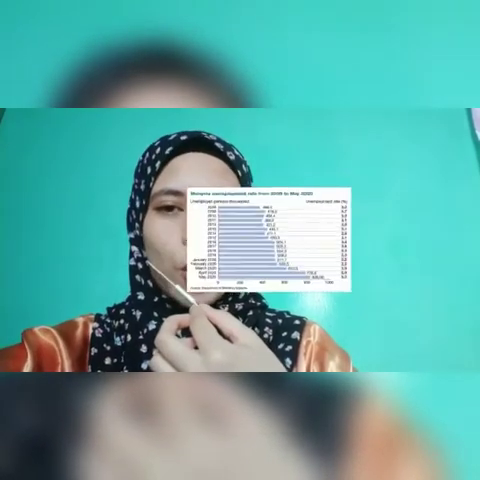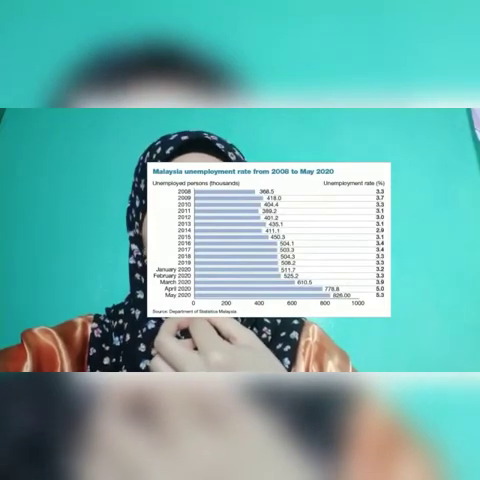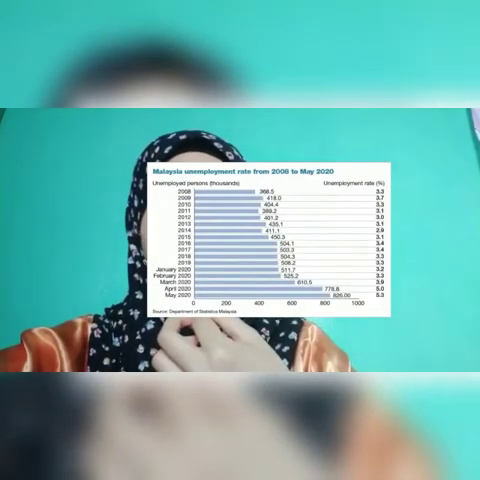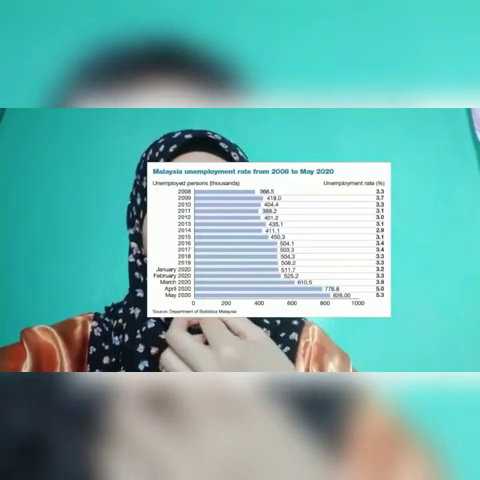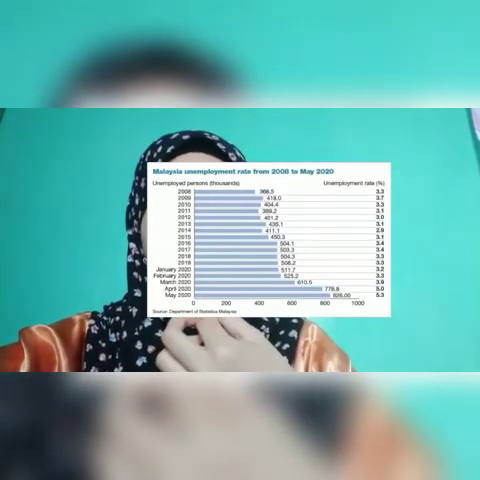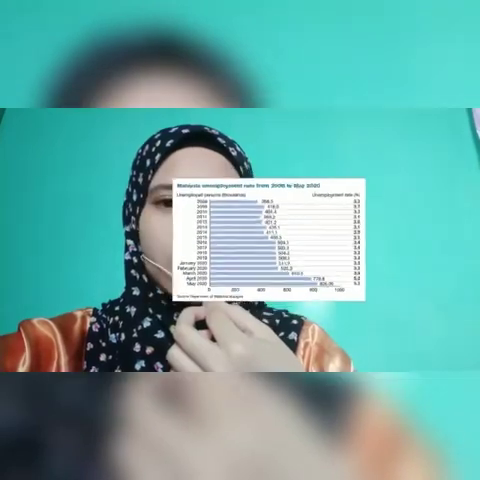As a result of COVID-19, the Malaysian unemployment rate increased to 5.3% in May 2020 from 5% in April 2020, as the number of unemployed persons rose by 47,300 to 826,100 individuals, according to the Statistics Department today.